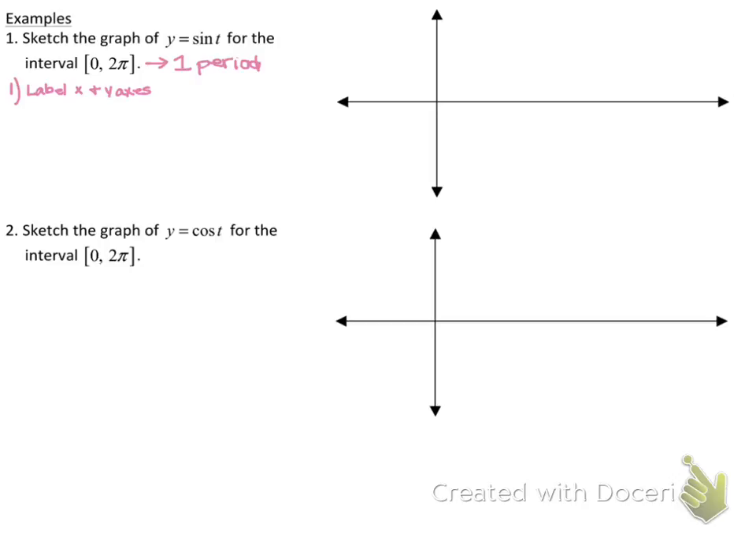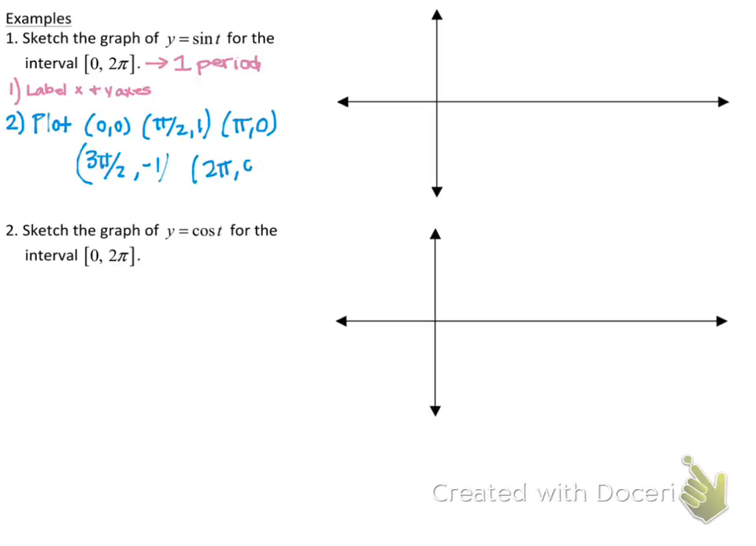All right, the second part is to plot the values at those intervals that I just described. So we have 0, 0; pi over 2, 1; pi, 0; 3 pi over 2, negative 1; and then our last one is 2 pi, 0. And again, these points are coming from that table that we just created on the first page.